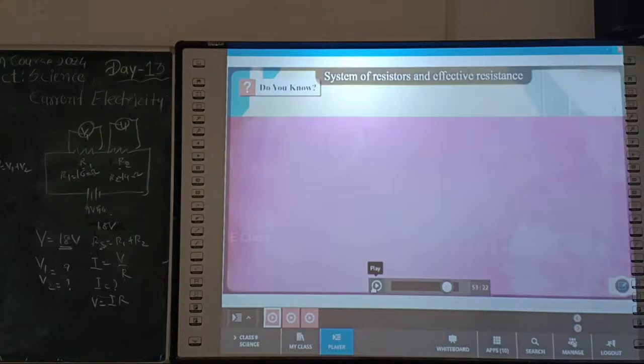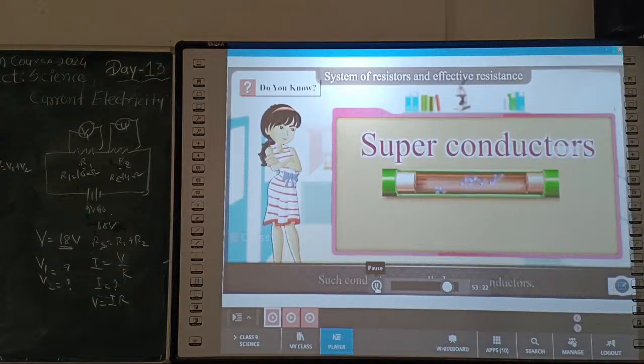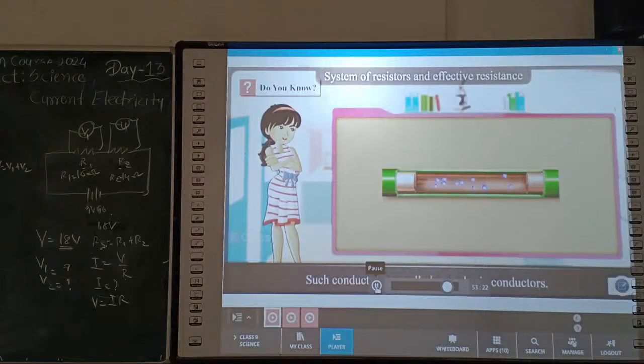Parallel में इससे उल्टा. Do you know, the resistance of some conductors becomes nearly zero if their temperature is decreased up to a certain value close to 0 K. Such conductors are called superconductors. Some conductors do not obey Ohm's law. Such conductors are called non-ohmic conductors.